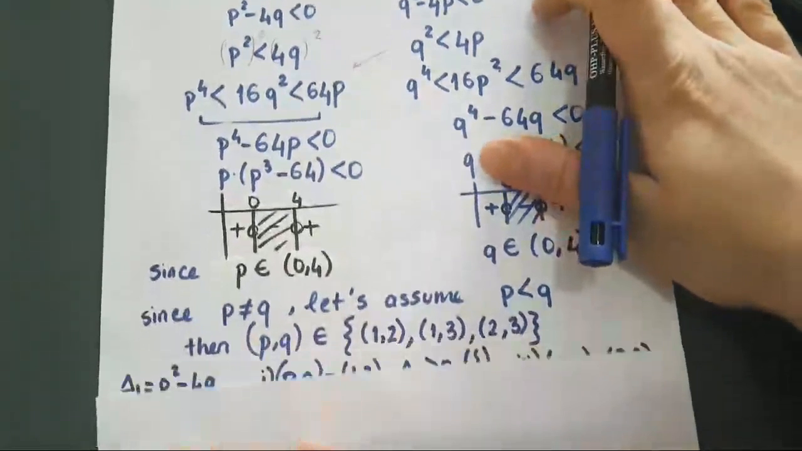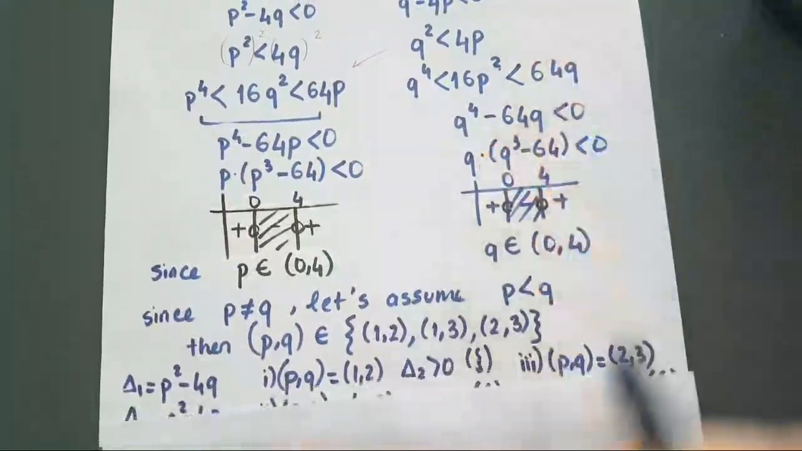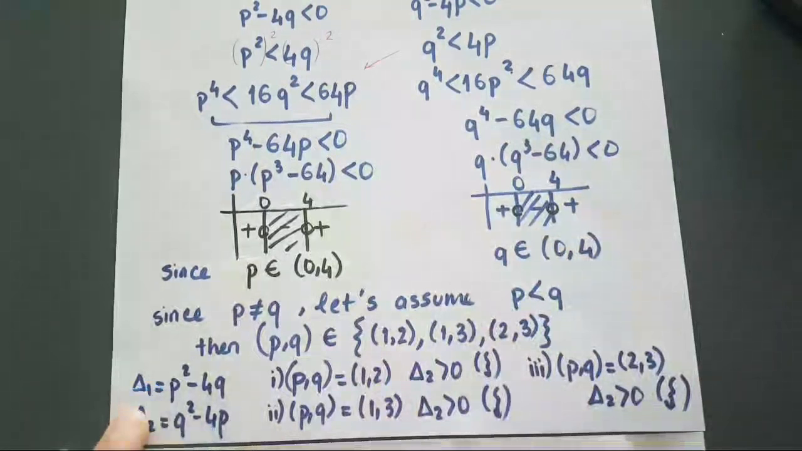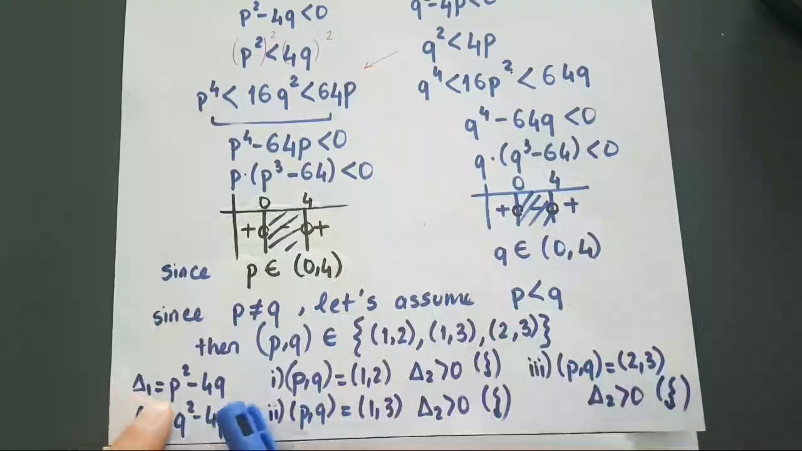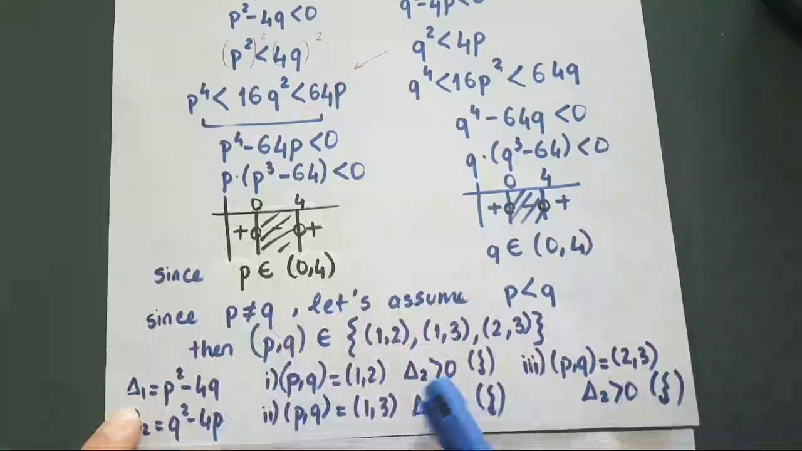Okay, then I will check one by one. I will check the first one. I'm checking the first discriminant, delta 1. If p and q are 1 and 2, I'm checking delta 1 and delta 2. Any problem with delta 1, 1 and 2? It will be smaller than 0 if I check delta 1 for 1 and 2. But delta 2 is going to be greater than 0, which makes a problem.